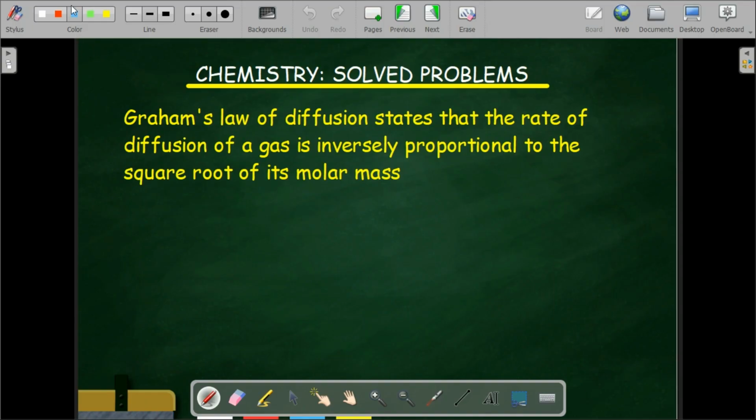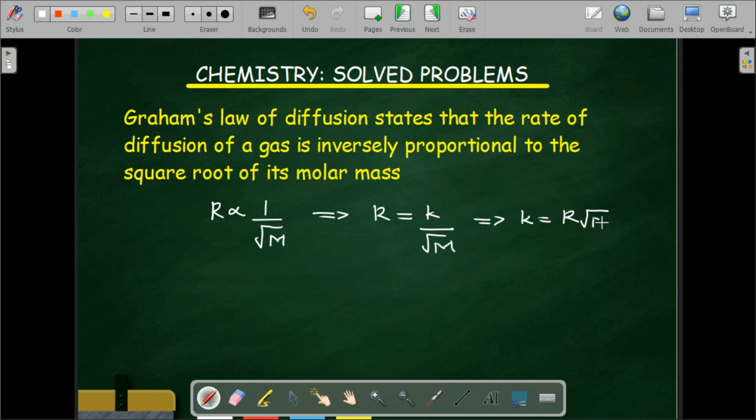So mathematically, Graham's law is: rate R is inversely proportional to the square root of the molar mass, or the molecular weight, of a particular gas. So what does this imply? This implies that the rate is equal to k over the square root of M, if we remove the proportionality and introduce a constant. And the implication of this is that we can obtain k to be R times the square root of M.